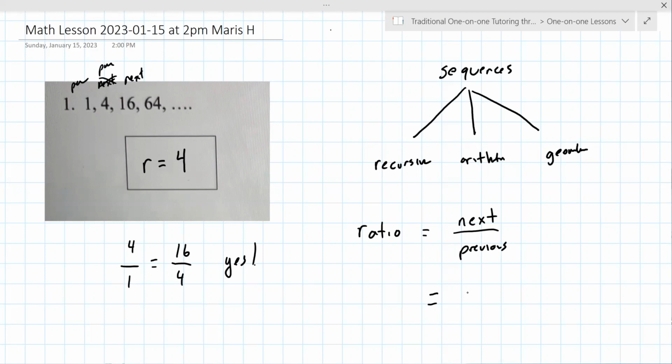Now they give you a definition in the classroom. Might be like a sub n plus 1 over a sub n. Sometimes I think the words are much more meaningful than a formula like this one.